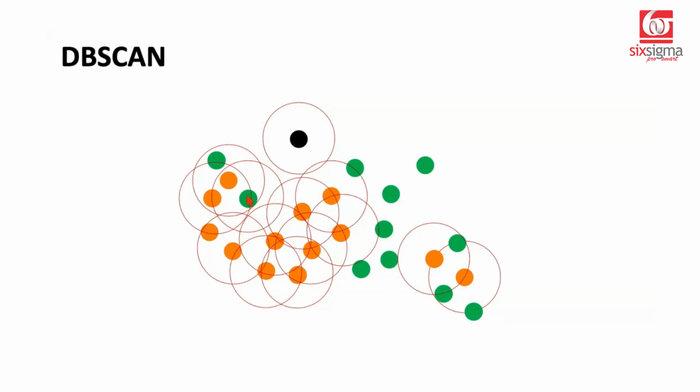What about this point? This point is not a core point because it does not contain 4 points, but it's definitely the neighbor of a core point. So we'll again color it. What about this point? It again is the neighbor of a core point, though it's not a core point in itself, right? Likewise, this point, is this a core point? It's not a core point, but it's a neighbor of a core point. So we color this accordingly.